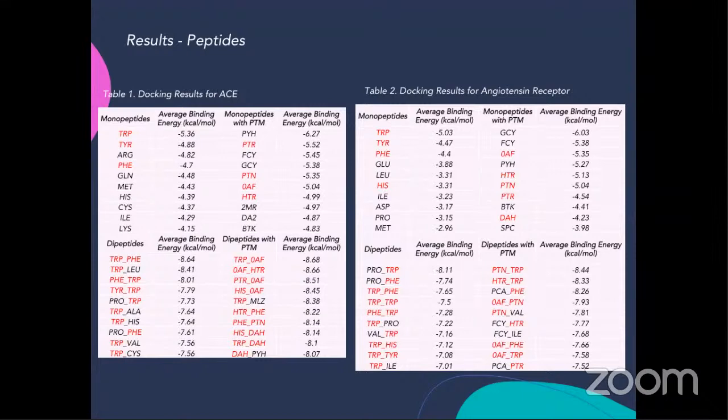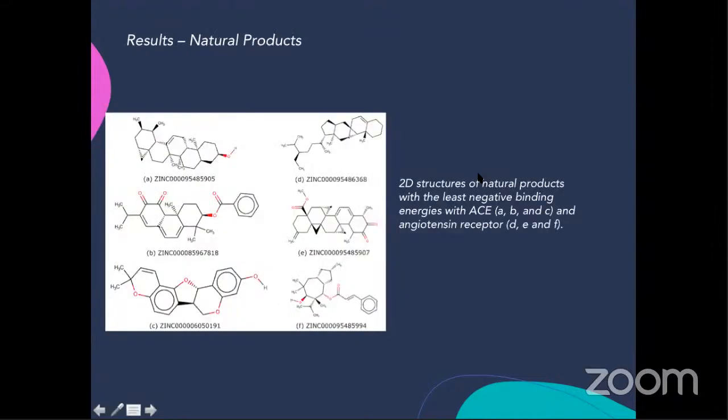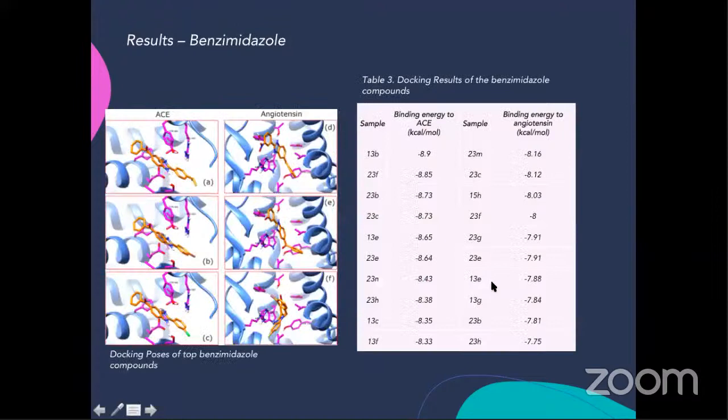And next slide please. And we also saw these features in natural products. Natural products that are bulkier and more aromatic tend to have better binding affinity towards both ACE and the angiotensin receptor. Next slide please. And then this is a result for the synthetic compounds.